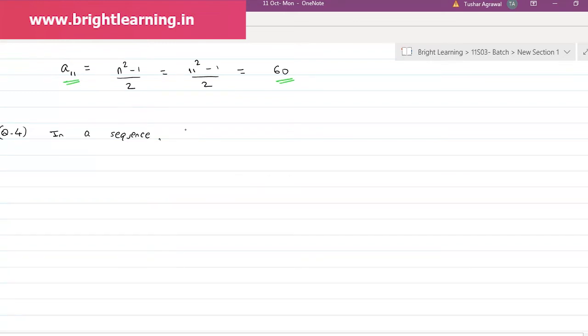In a sequence, a_n is equal to, let's say, 2n square plus 3n minus 5. Find the difference between the fifth and sixth term.